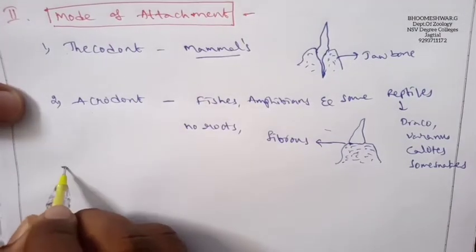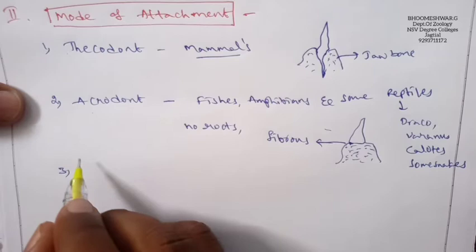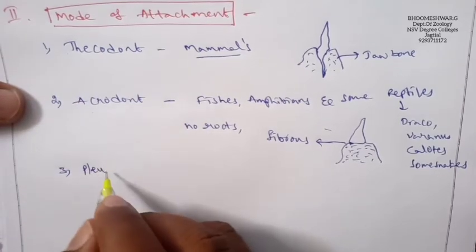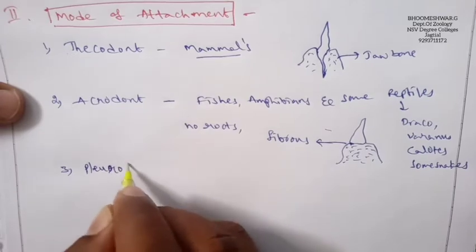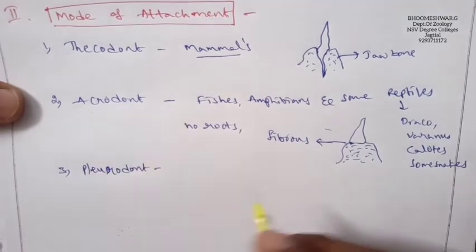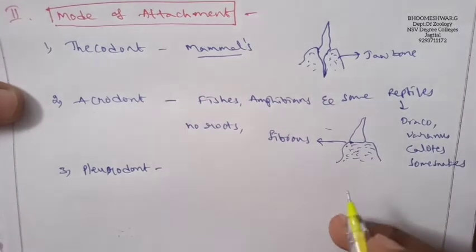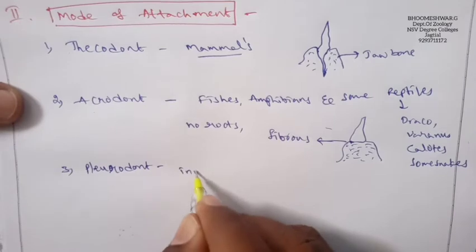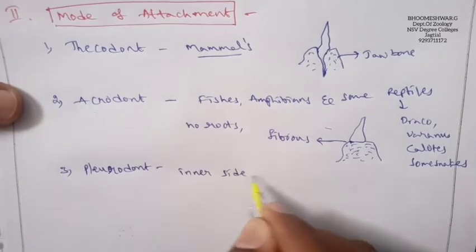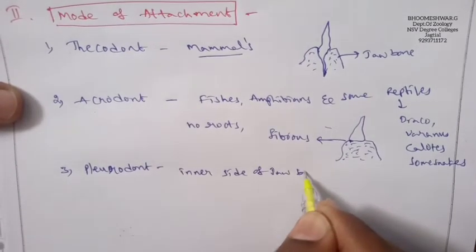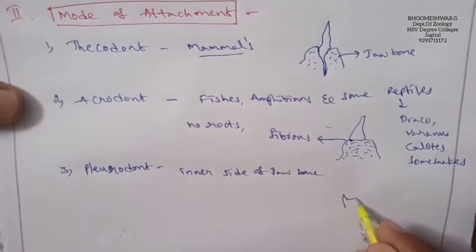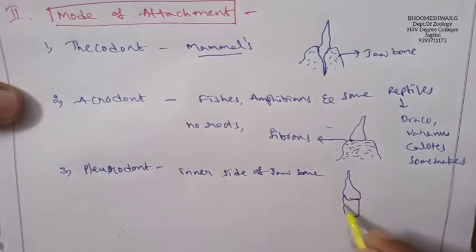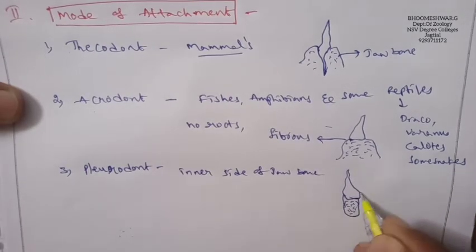So the last one, the third one, is based on mode of attachment. This type of teeth is called the Pleurodont condition, in which the teeth are attached to the inner side of the jawbone. Like here in the diagram, here is the jawbone. The teeth are connected to the inner side of the jawbone.